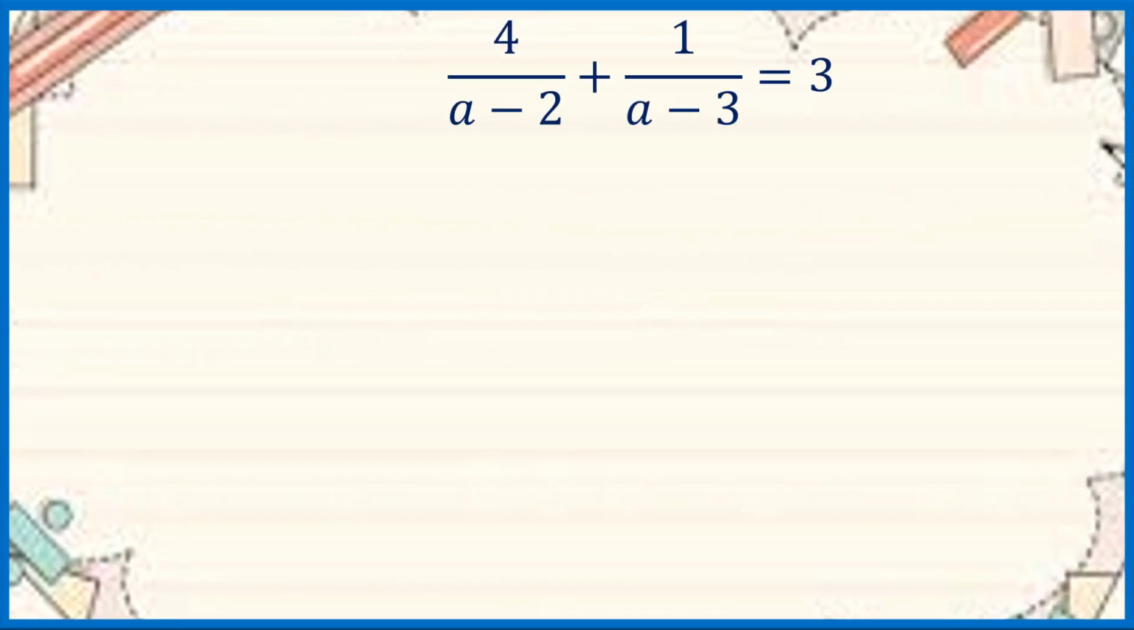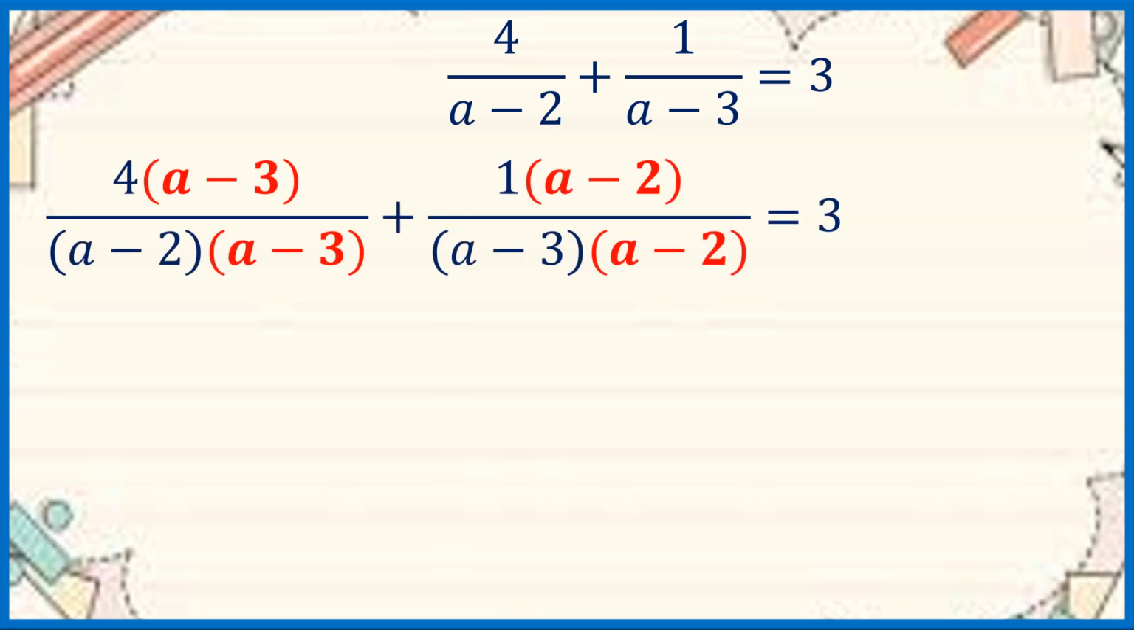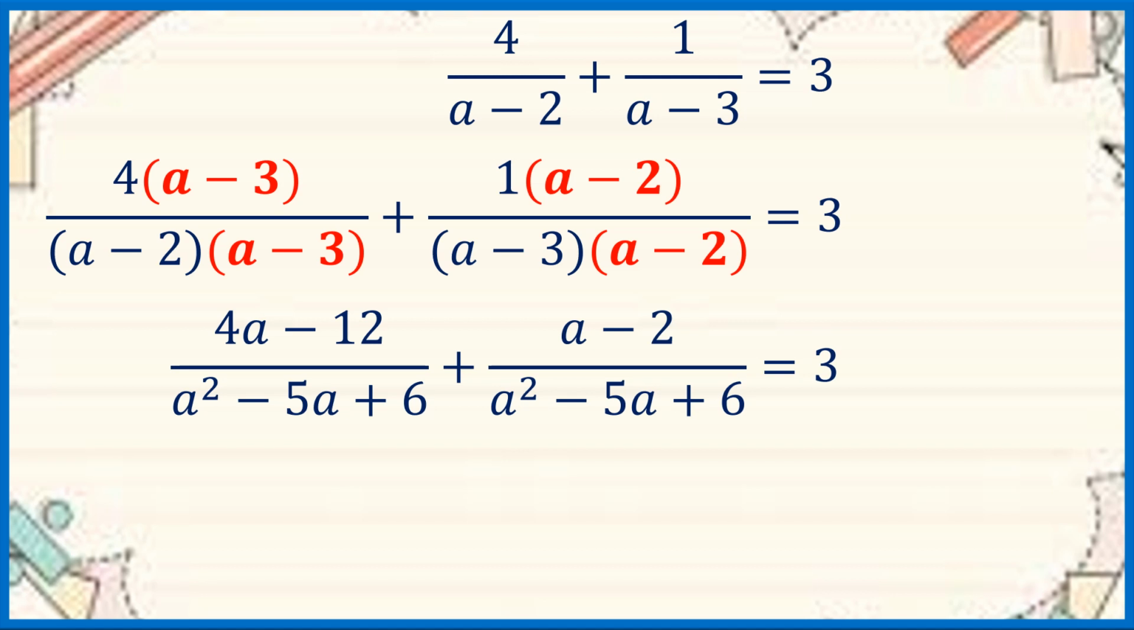Now let us have another one. 4 over (a minus 2) plus 1 over (a minus 3) is equal to 3. So here, we are going to multiply 4 over (a minus 2) by the denominator of the other fraction, which is (a minus 3) over (a minus 3). And then multiplying 1 over (a minus 3) by (a minus 2) over (a minus 2). In doing this, we are going to distribute 4 inside the parentheses. We get 4a minus 12. And then multiplying (a minus 2) times (a minus 3) is equal to a squared minus 5a plus 6.